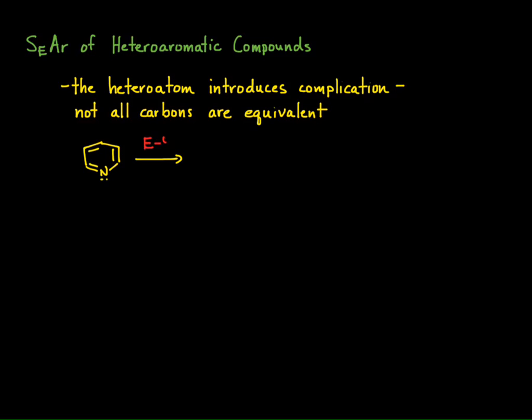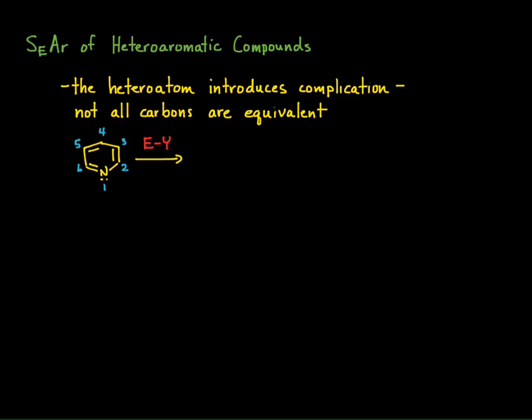If we take a look at pyridine reacting with some electrophile, and we think about what types of substitution reactions can take place, we can number the pyridine starting at the nitrogen, where the nitrogen gets 1, and then we follow all the way around, 1, 2, 3, 4, 5, 6. So let's think about the possible substitution reactions that can occur.